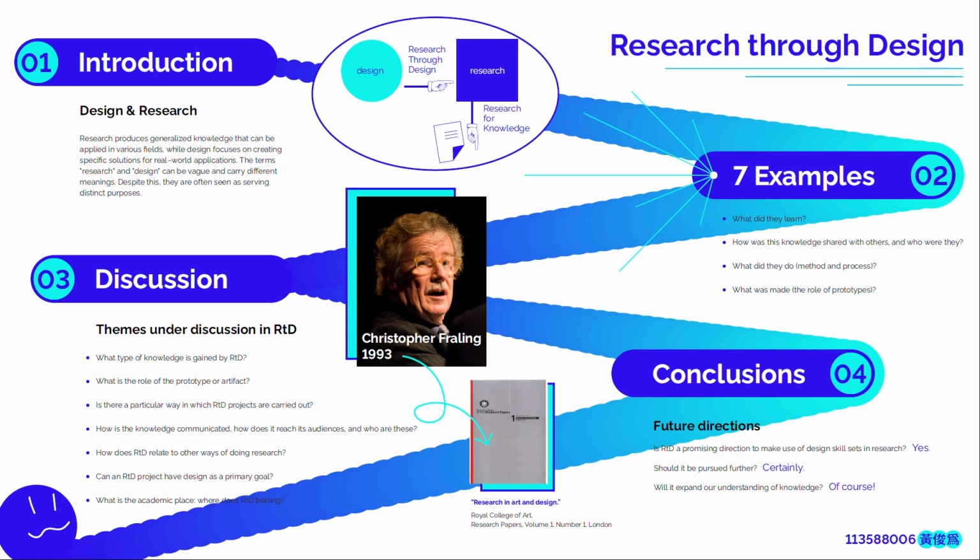Research usually aims to produce general knowledge that can be applied to various fields, while design focuses on creating specific solutions for real-world problems. In research to design, we combine these two processes, design and research, to generate new knowledge by designing and making things, which can lead to innovative and practical outcomes.